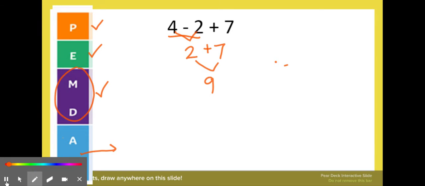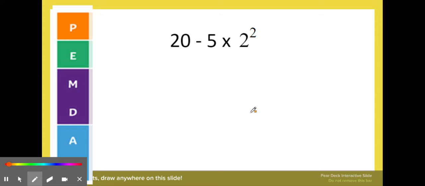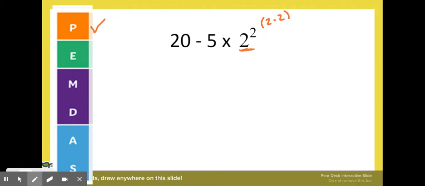Okay, then the next example we did was 20 minus 5 times 2 squared. We can call anything to the second power, we say squared. So the first thing I would look at is parentheses, but I don't have any, so that step is done. The next one is E for exponents, and I do have an exponent, so I'm going to do this one first. 2 to the second power is the same as 2 times 2, which would give me 4. So I could drop that 4 down here, and then everything else is going to remain the same.